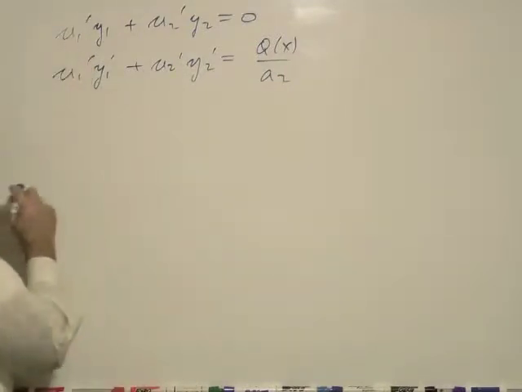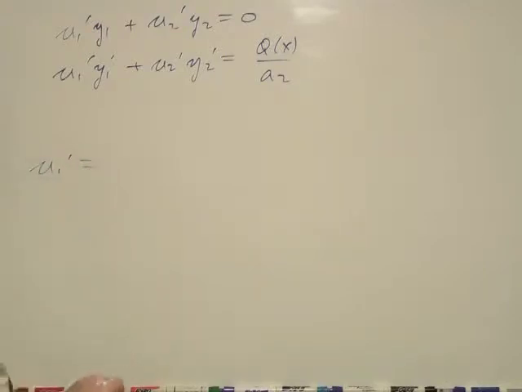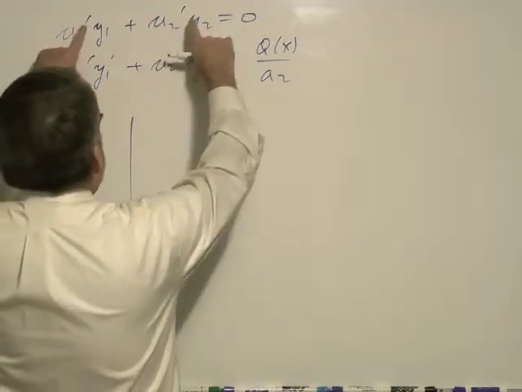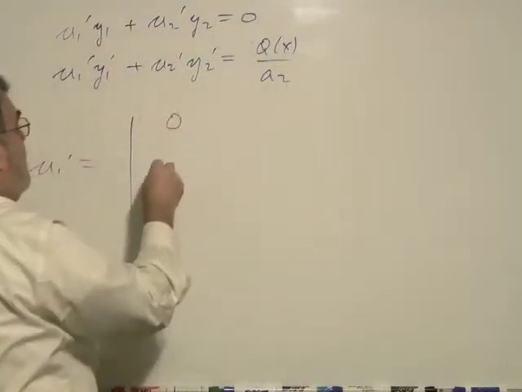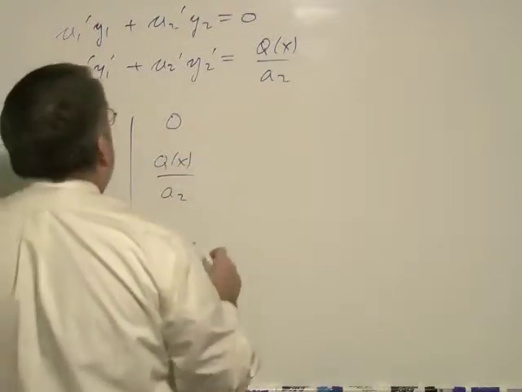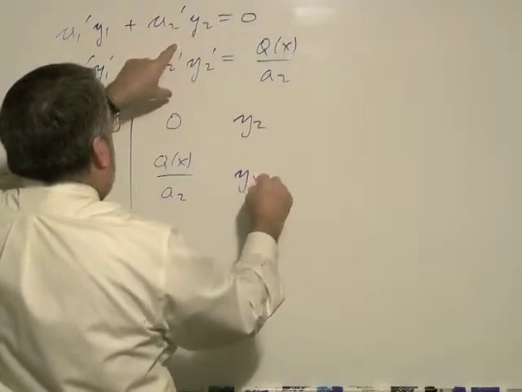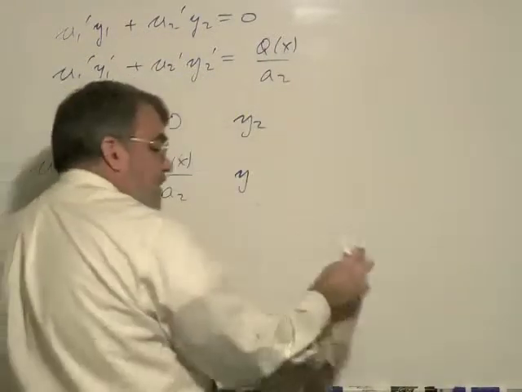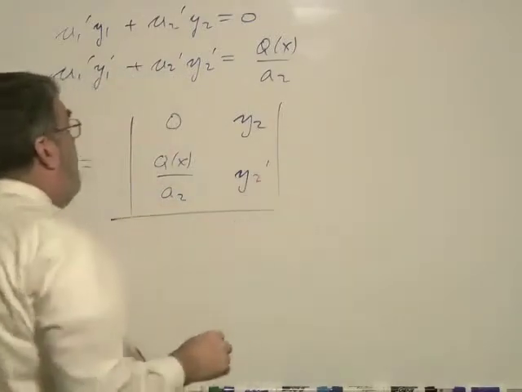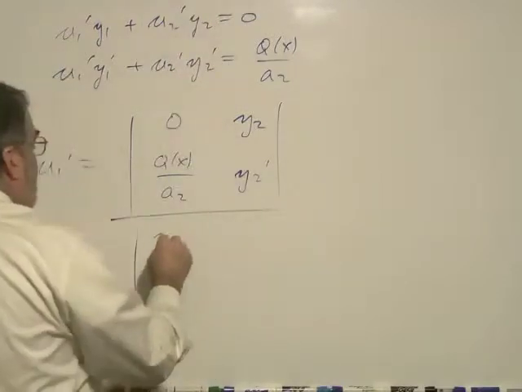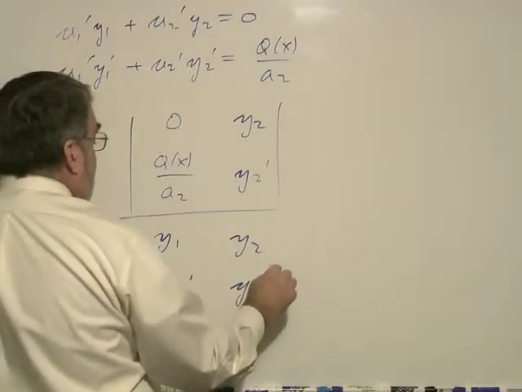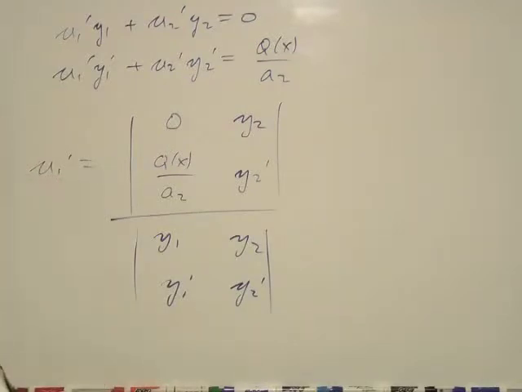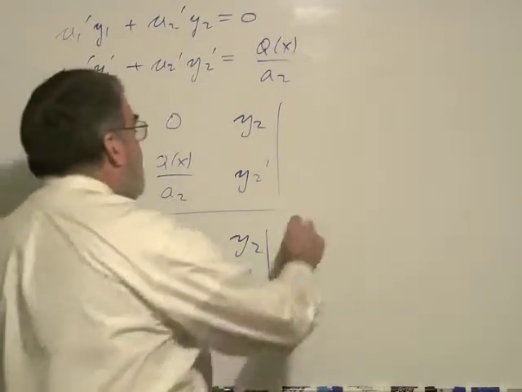So, I'm going to erase all this, and now we can use Cramer's rule to write out a solution. So, if I solve for u1 prime, I'm going to replace the determinant that would be formed from these coefficients, and replace the first column with 0 and q of x over a2. And then I'll use these coefficients, y2, y2 prime. And then the bottom determinant, we'll use these coefficients, y1, y2, and y1 prime, y2 prime. And that's the derivative of u1. And then once we can work this out, hopefully we'll be able to integrate and get u1.